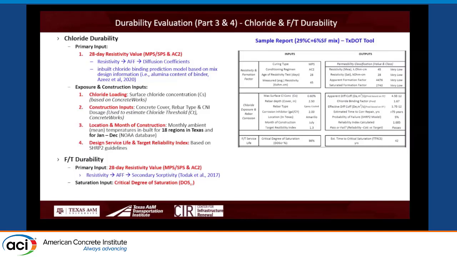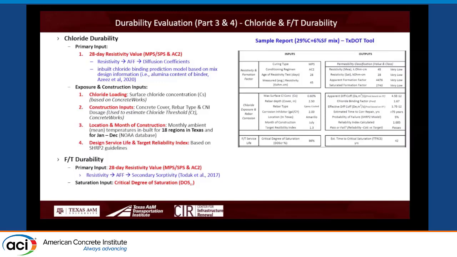The next level is this: apparent diffusion coefficient, chloride binding factor, effective diffusion coefficient, estimated time of corrosion repair, and probability of failure from the SHARP model, and the reliability index is 1.685. Is it pass or fail? And then for the degree of critical saturation, the time it takes in service to reach critical saturation is 42 years. So these are the outputs.